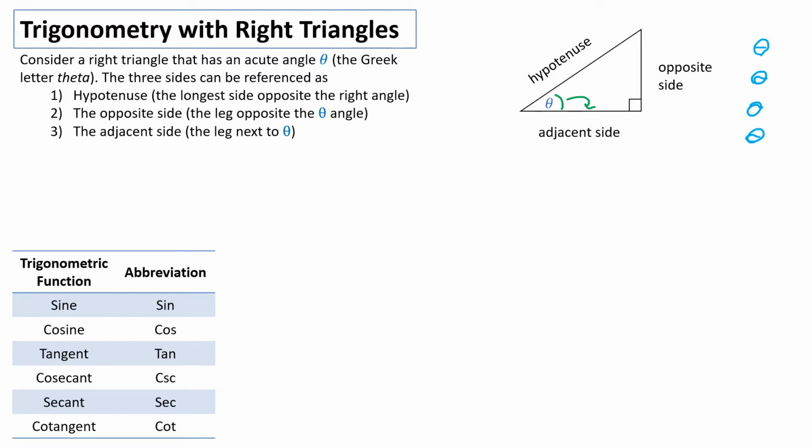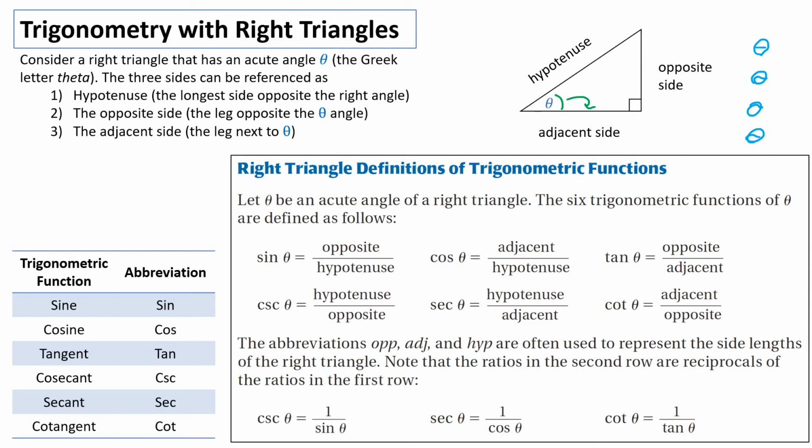All right, here are some trigonometric functions and their abbreviations. We have sine, cosine, tangent, cosecant, secant, and cotangent, and you see they're abbreviated to 3 letters. And then here are their definitions. Let theta be an acute angle of a right triangle, which we see in the drawing up there. The trigonometric functions are defined as follows. Sine of theta is the opposite side divided by the hypotenuse side length. Cosine theta is adjacent divided by hypotenuse, and tangent is opposite divided by adjacent.